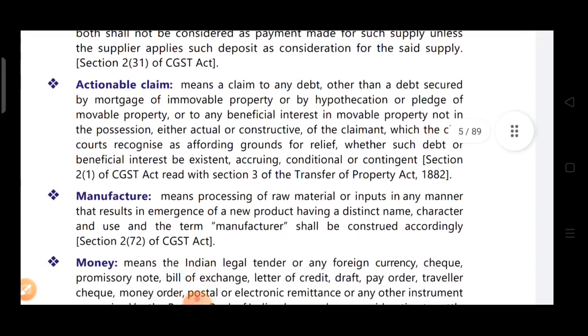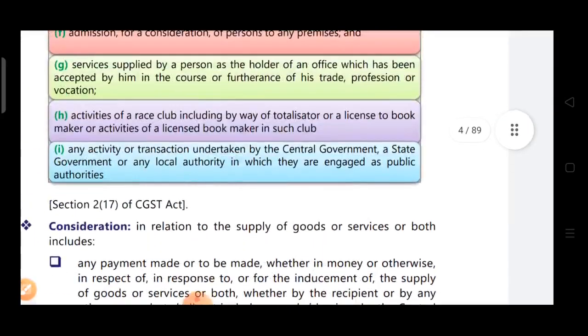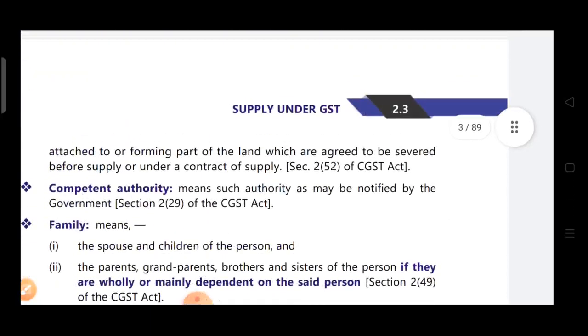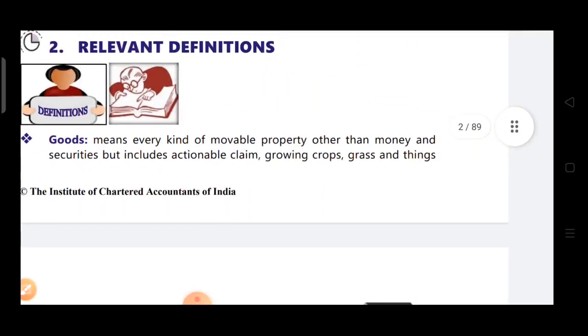Now the next term is actionable claim. Remember when we did the definition of goods, what was the definition of goods? Recap once. Goods means every kind of movable property other than money and securities. Money and securities are excluded from the definition of goods, but what are included?